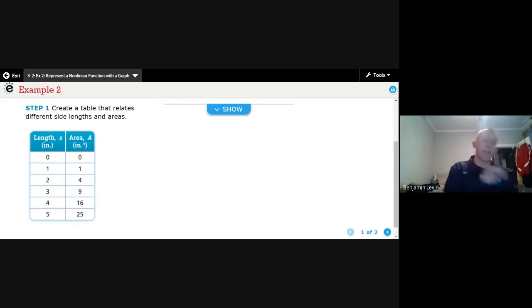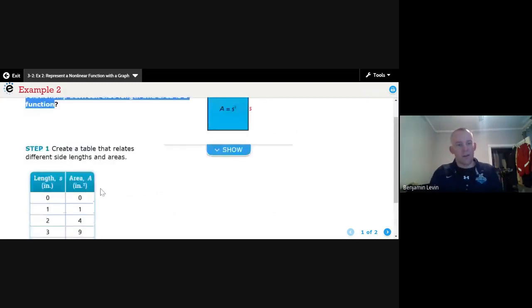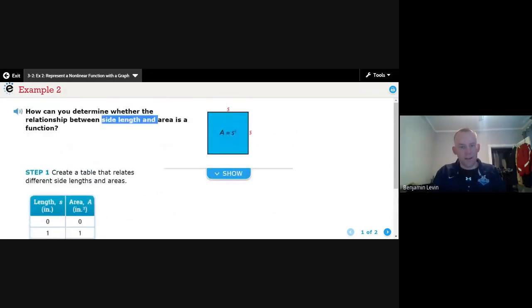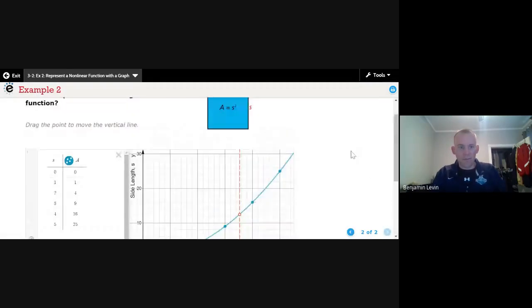So we can say that the side length and area are a function. The area of the square is a function of side length, which is true, right? The longer the side length of a square, the bigger the area will be. That is true. All right, let's go to the next slide and see what they do here.